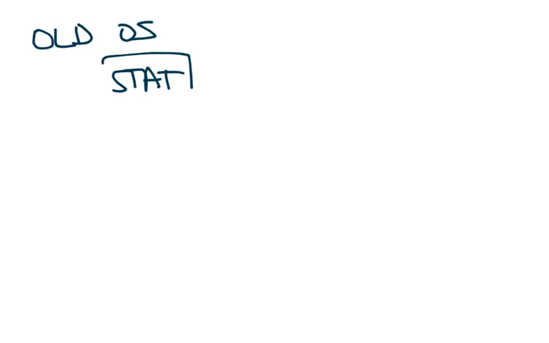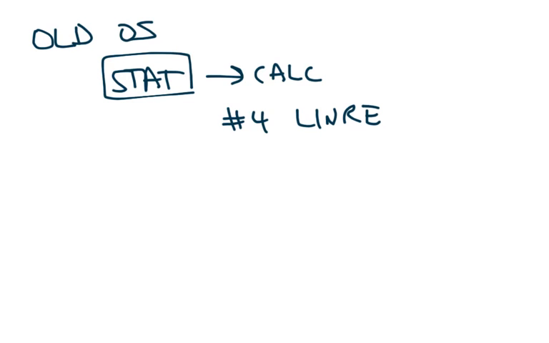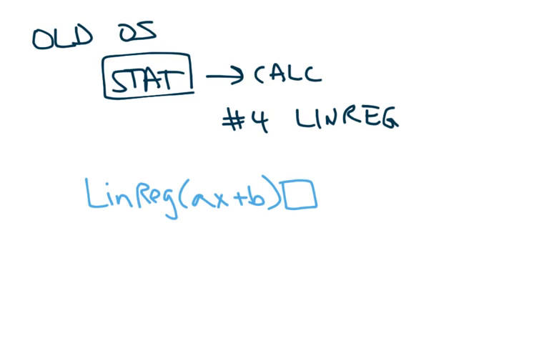All right, so if you have the old operating system, what you're going to do is start the same way. You're going to press stat, you're going to arrow once to calc, you're going to go to number 4, linear regression, except on your calculator, when you press number 4, your home screen pops up with this. And then the cursor should be right here.